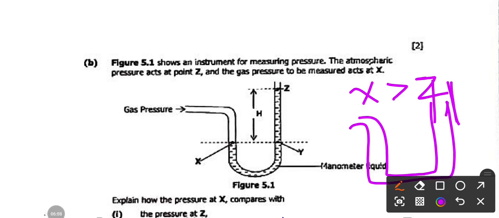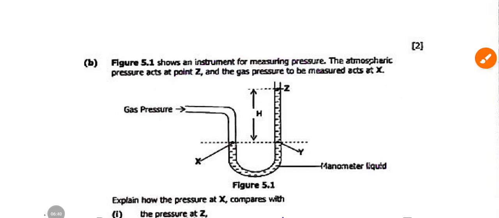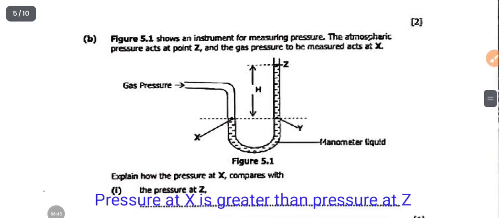So if X has a higher pressure, it means that the manometric liquid on the side of Z will rise to a higher level as compared to the side for X. So this is exactly how the diagram looks. This means that the pressure at X is greater than the pressure at Z. That's the only way in which this diagram would come to be. Therefore, my answer was that the pressure at X is greater than the pressure at Z.